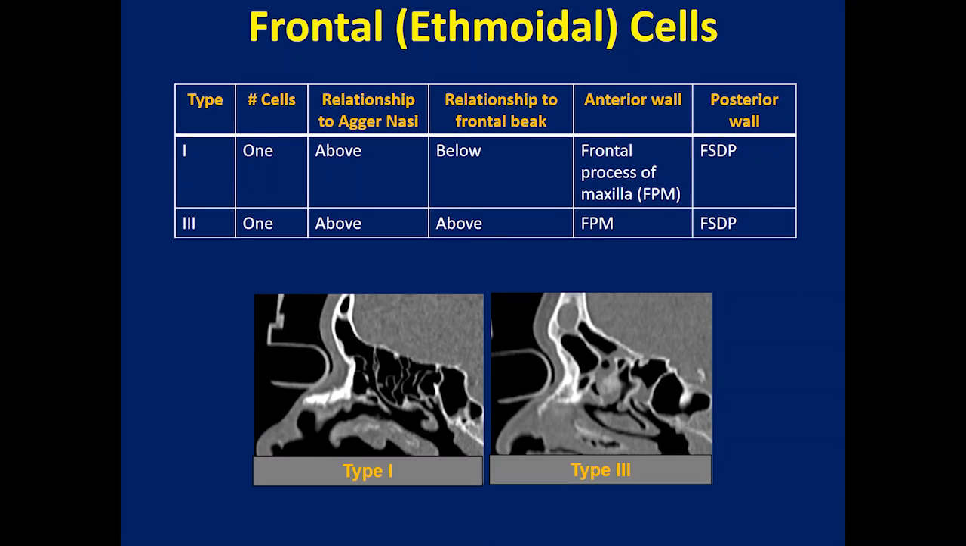Here are type 1 and type 3 frontal ethmoid cells. You can see type 1 here sitting atop the Agger Nasi cell but below the frontal beak. This is type 3 sitting atop the Agger Nasi cell and going above the frontal beak, and therefore it is type 3.